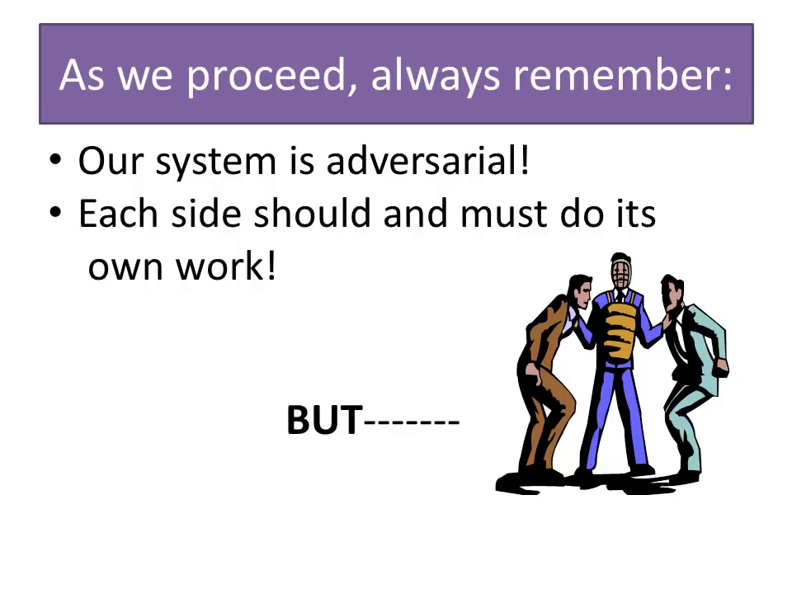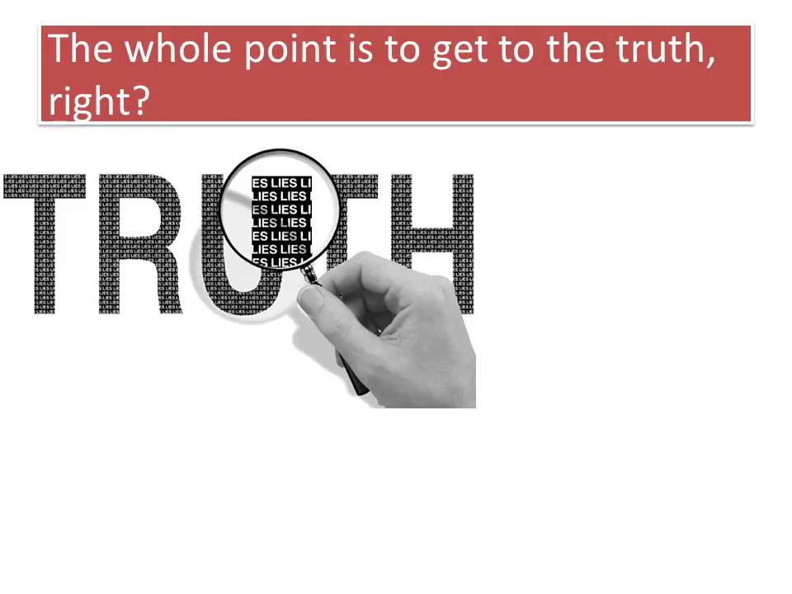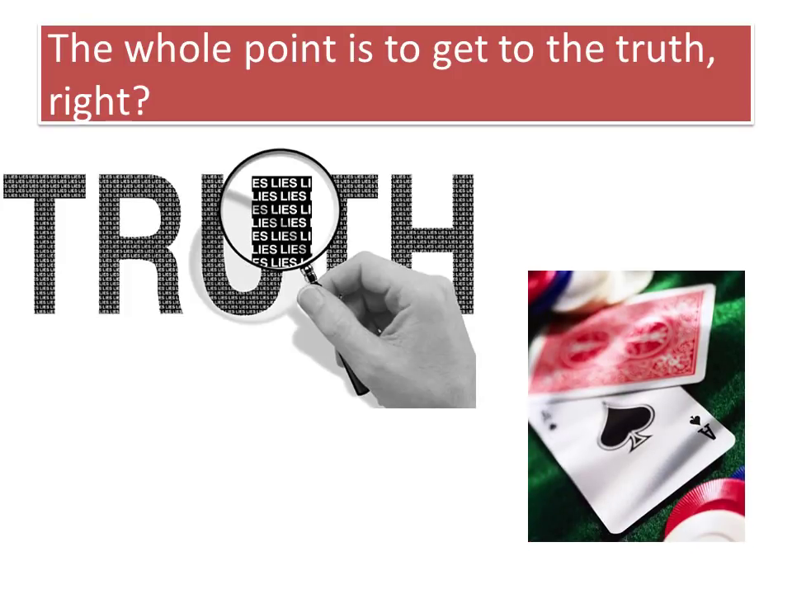But on the other hand, the whole point is to get to the truth, right? We want a just outcome. And hiding things from the other side does not necessarily get you to a just and truthful answer. In fact, you might think that getting your cards out on the table would be a better way, where everybody knows what the facts are, everybody knows what everybody else knows, and we can figure out the just outcome.